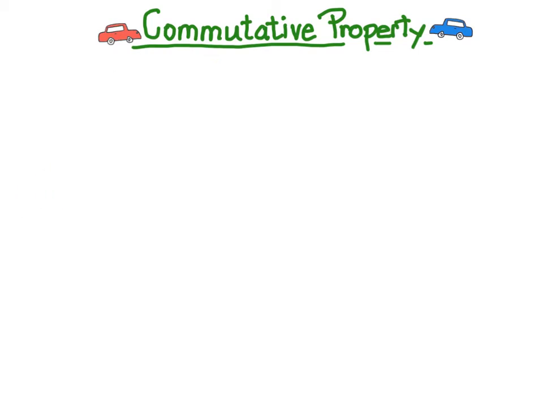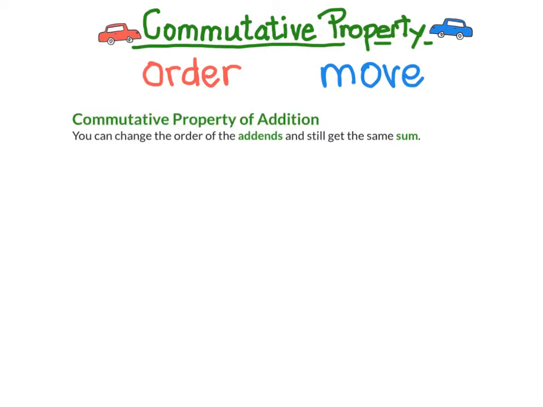Now, the commutative property is known as the order property because you can change the order of addends or factors in an expression. But I like to think of it as the moving property because you can move addends or factors in an expression. Let's take a look at how it works.